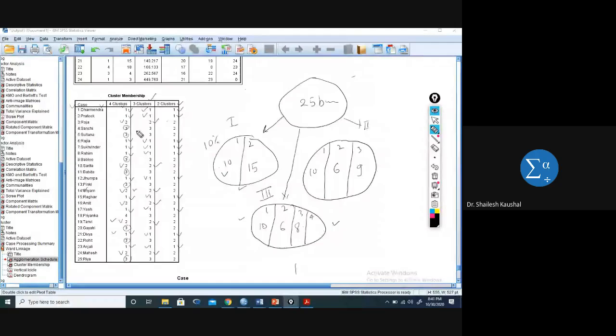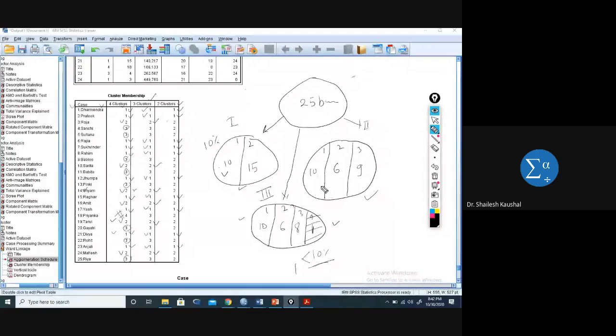In the fourth cluster, how many people? Only 1. So here, is it greater than 10%? 25, 10% is 2.5. So it is less. So we do not need to create the 4 clusters, because here the sample representation is less than 10%. So desirable is 3 clusters. We divide our buyers into 3 clusters.